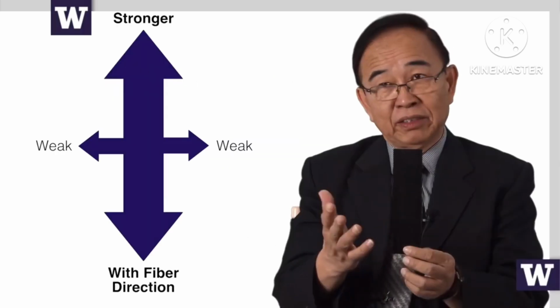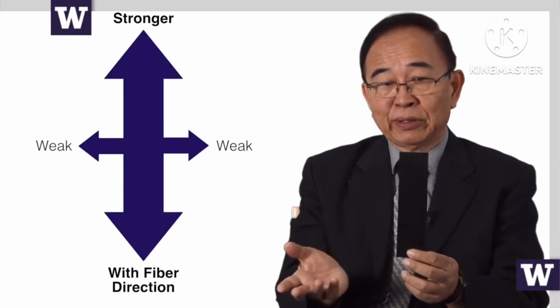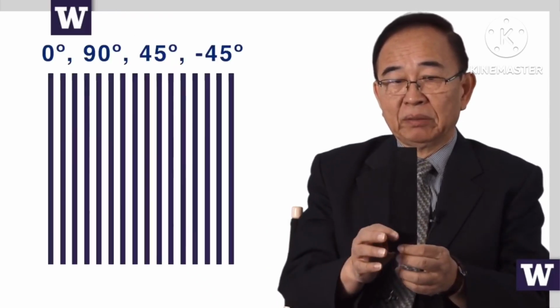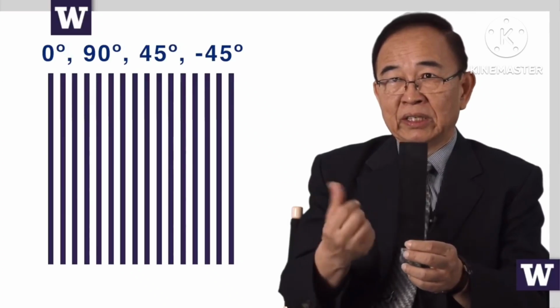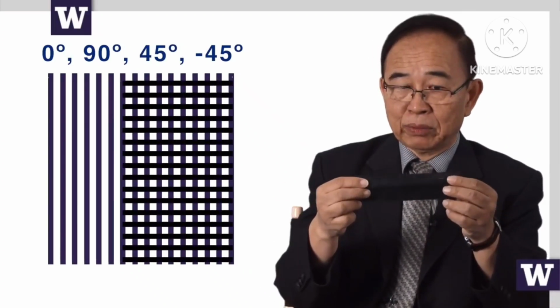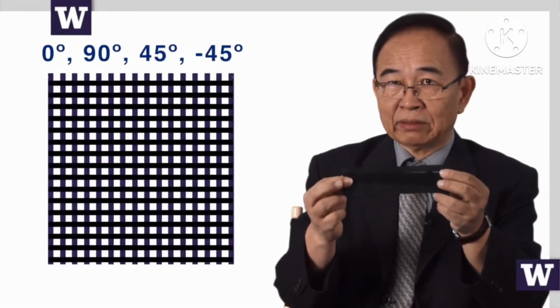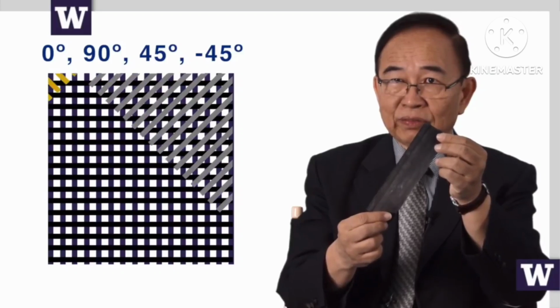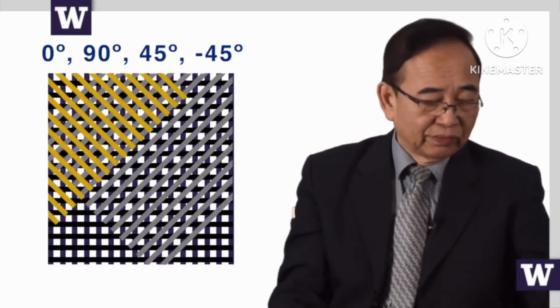It has different properties in different directions. So when you design composite structures, you don't just use zero because it becomes very weak in the other direction. So you have to put some fibers in this direction, some prepreg plies in that direction. That's called 90. And then you put another direction, that's 45, minus 45.